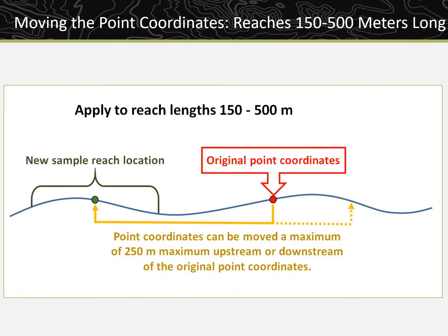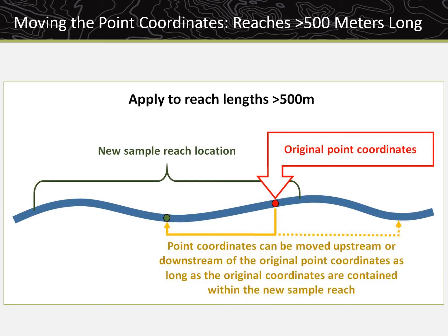When situations like this arise, the point coordinates can be moved so that there are at least 5 transects in the reach that will meet all criteria. For reaches that are between 150 and 500 meters long, point coordinates can be moved a maximum of 250 meters up or downstream. For reaches greater than 500 meters, the point coordinates can be moved, but the original point must be within the new sample reach.